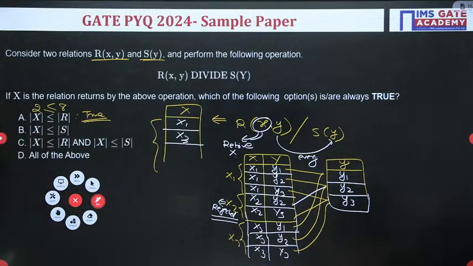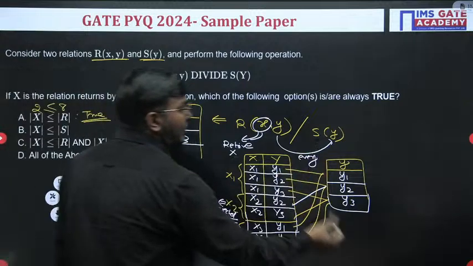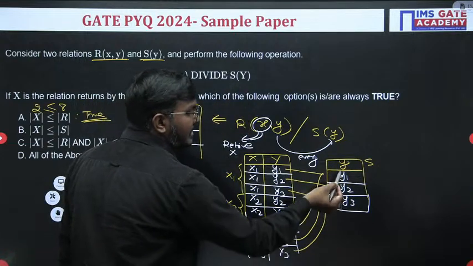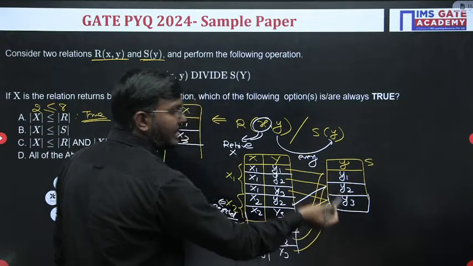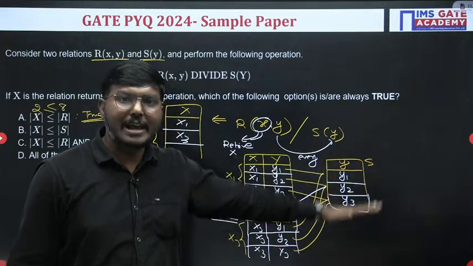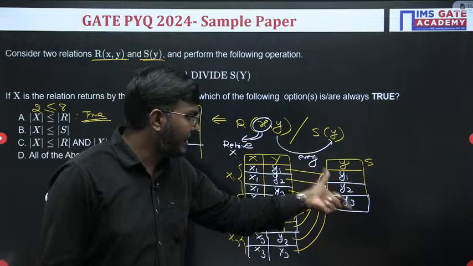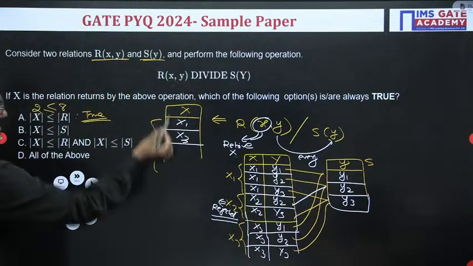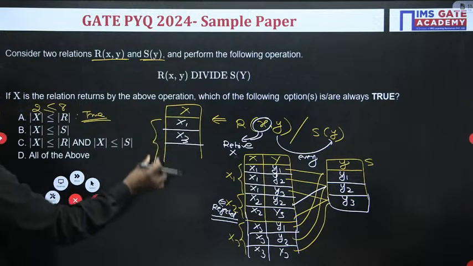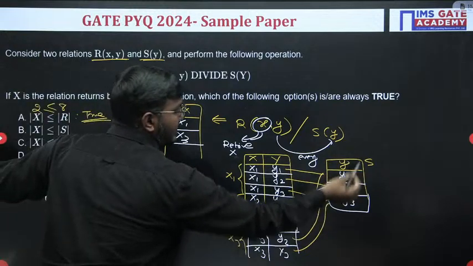The second condition says the cardinality of x is less than or equal to the cardinality of s. Now what is the cardinality of s? This is our s table here. The cardinality of s is nothing but 3 y values, y1, y2 and y3. It will be fixed only. Understood? We are having the set of y values, that is our 3 here. Now it says the number of records in x will always be less than or equal to the number of records in s.